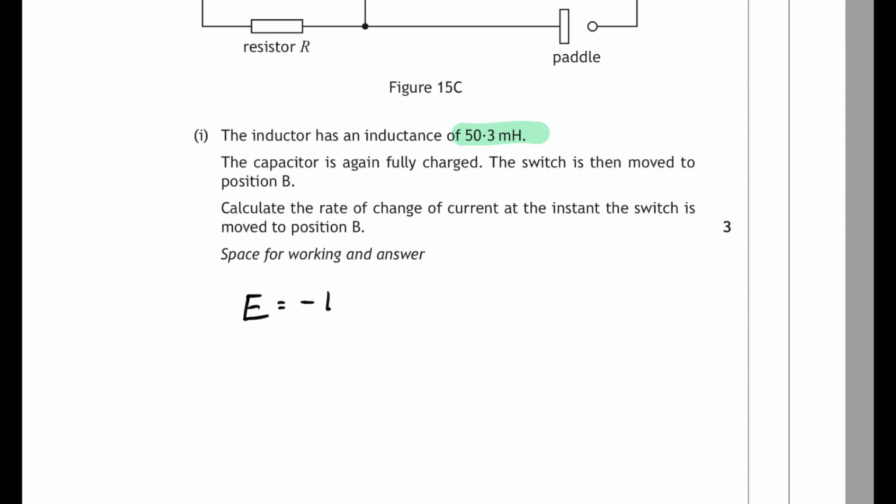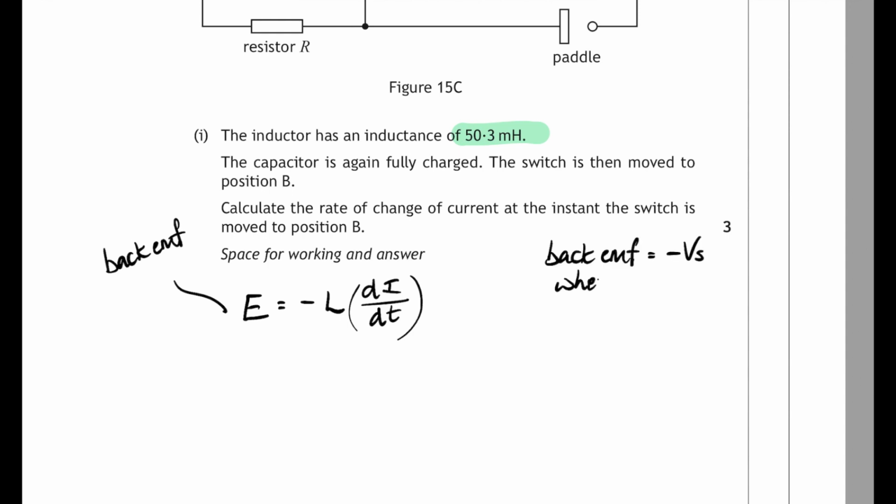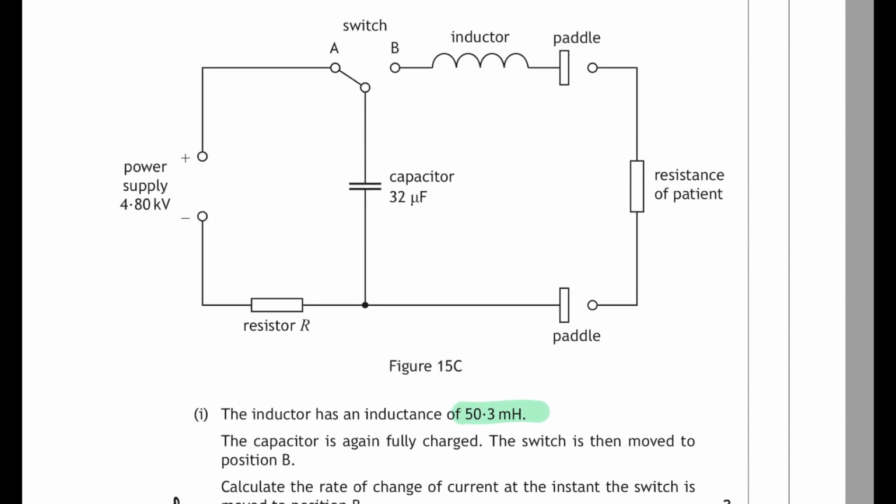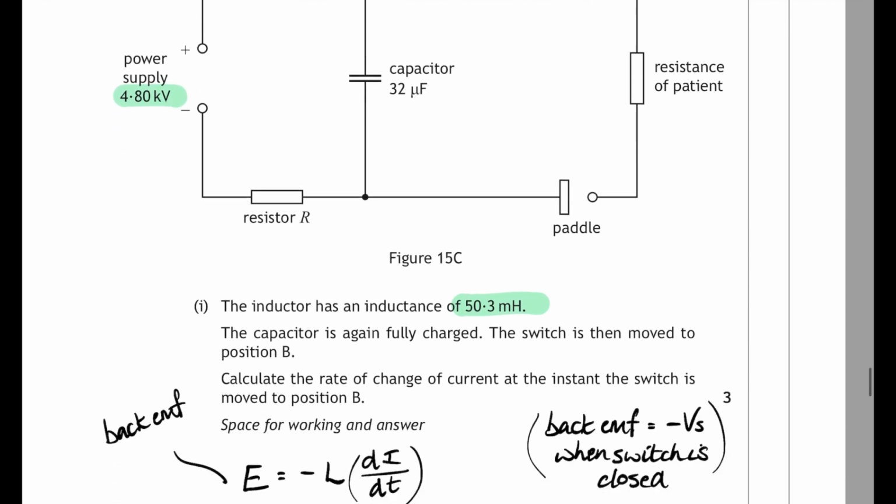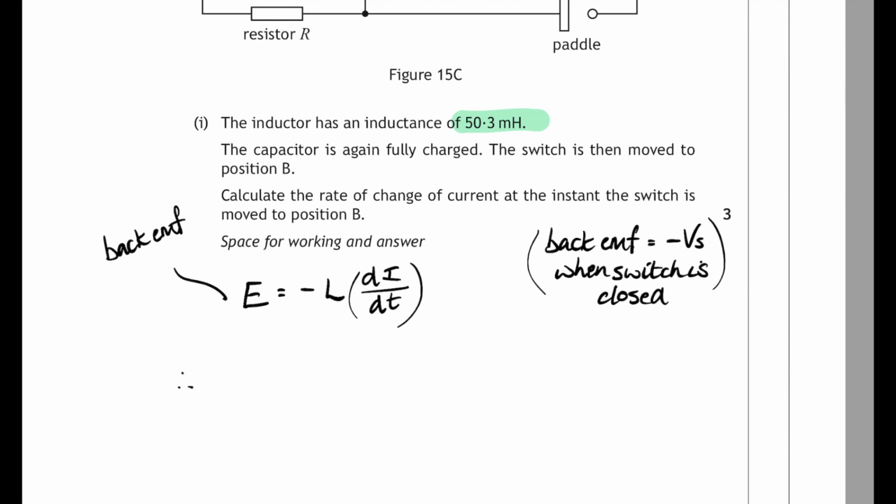Well, we need our relationship here that's got rate of change of current in it, so it's the back EMF equals minus L times di by dt. And remember, your back EMF is equal to and opposite to the supply voltage when the switch is closed. So if we move that switch to position B, then the voltage across the capacitor when it's fully charged will be 4.8 kilovolts. So the back EMF that's produced will be negative 4.8 kilovolts. So negative 4.8 times 10 to the 3 will be equal to the inductor's value, which was 50.3 times 10 to the minus 3 henries, times the rate of change of current.